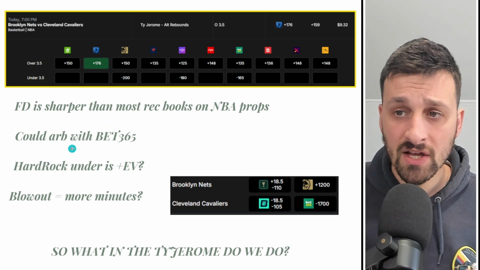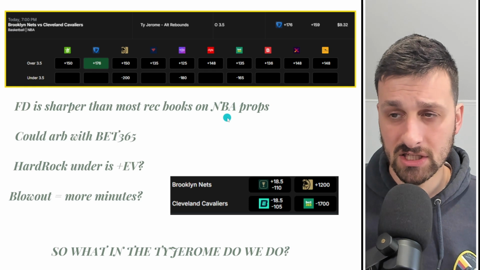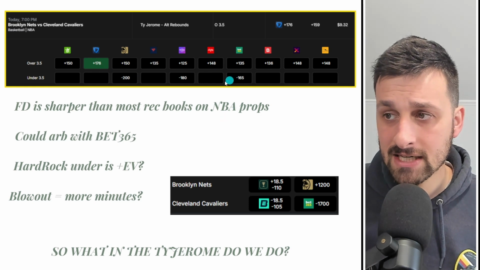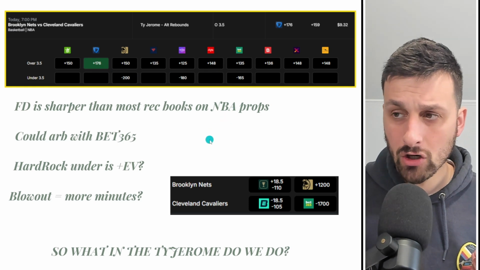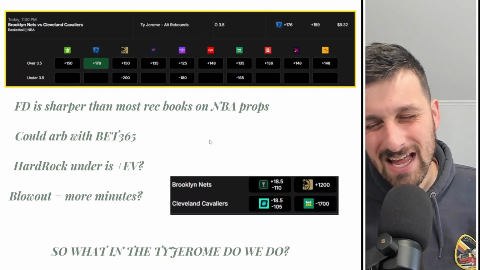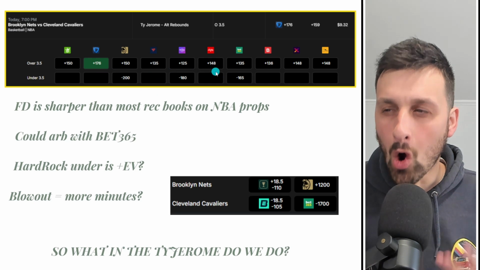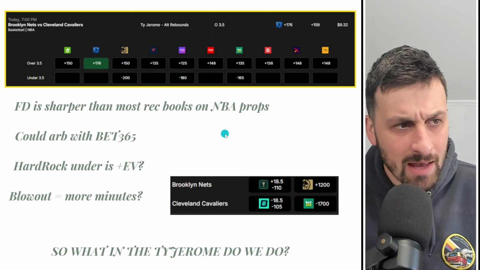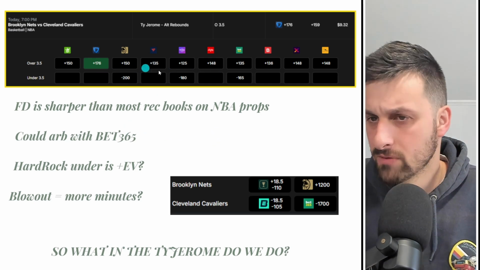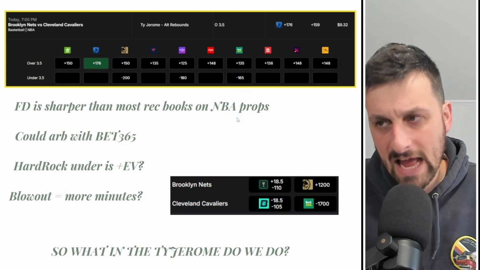The second thing that I notice is that it could be armed with Bet365. You notice that 176 and minus 165 is an arbitrage opportunity, but again, because of limits, because this is such a slim arb, I would probably pass on that, but if limits didn't exist, sure, we can make a few bucks because we don't know which side actually has value.